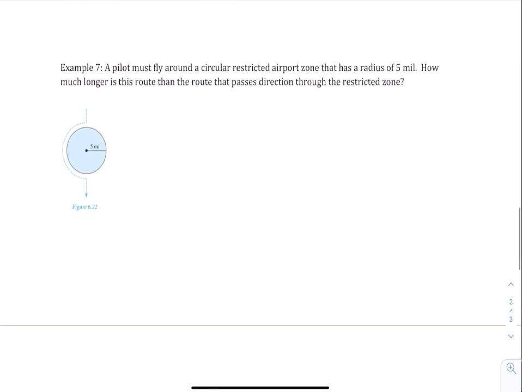In the last example, a pilot is flying around a circular restricted airport zone. We have a radius of 5 miles. How much longer is this route than the route that passes directly through the restricted zone? So this question is not just what is the length of this trip, it's how much longer is it. Whereas if we had just gone straight through the circle, what is going around the circle going to cost us? So if you look, when he goes around that circle, that's basically going around half of the circle. So we want half of the circumference.